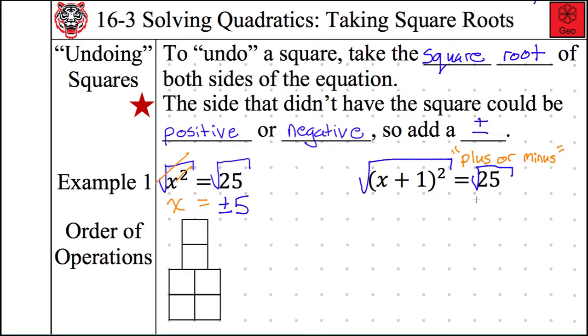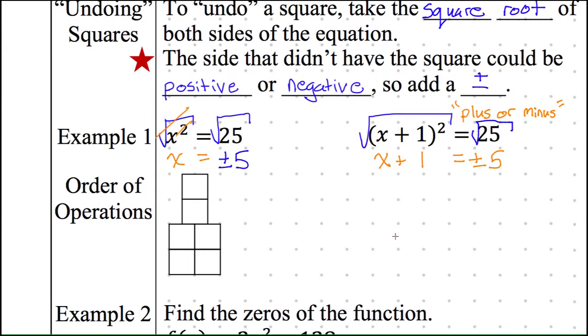Plus or minus x plus 1 equals plus or minus 5. Careful, you're only going to have the plus or minus on the side that didn't have the square. So only on the right-hand side, plus or minus 5, as you said. And then on the left-hand side, what are we going to have? X plus 1. There it is. Everyone write it down: x plus 1 is equal to plus or minus 5.